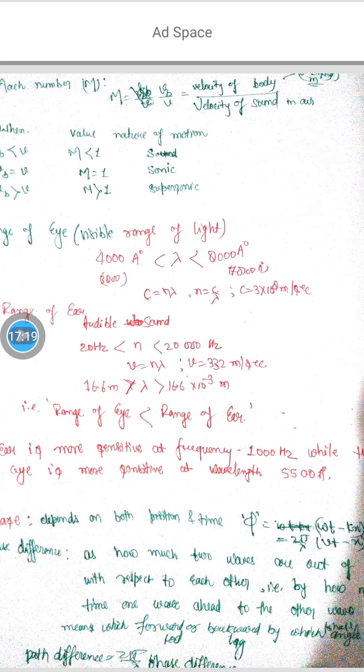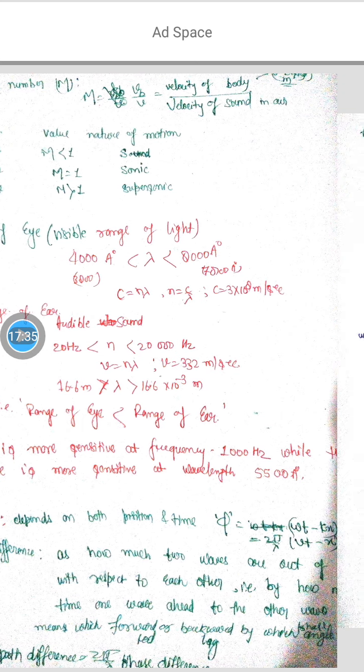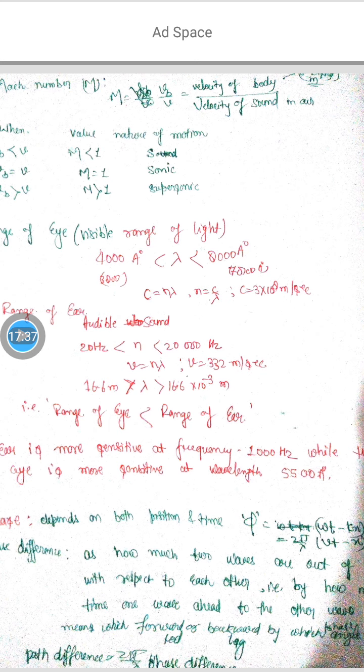That means the ear is more sensitive at a frequency of 1000. Our ears are very sensitive, and we can very simply understand what people are talking about at this frequency, and the eye is more sensitive at 5500 angstrom.